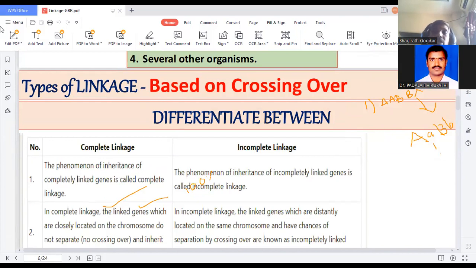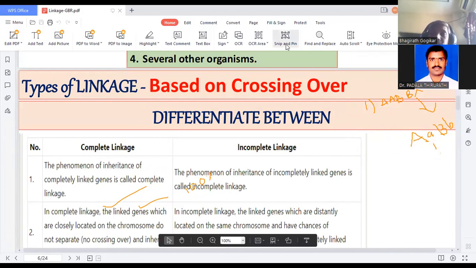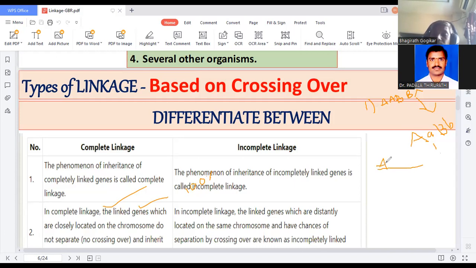The A and B genes are present, A on one homologous chromosome and B on the respective other homologous chromosome. Between these two genes, linkage is there. They never separate until and unless crossing over takes place. Here, no crossing over is there.